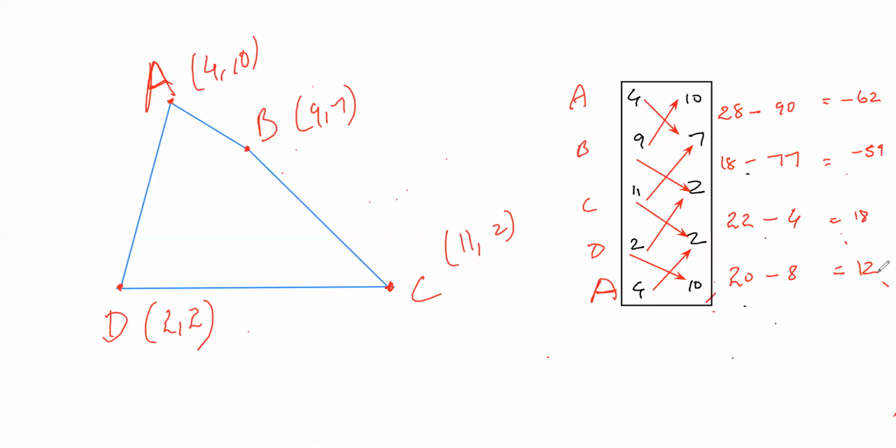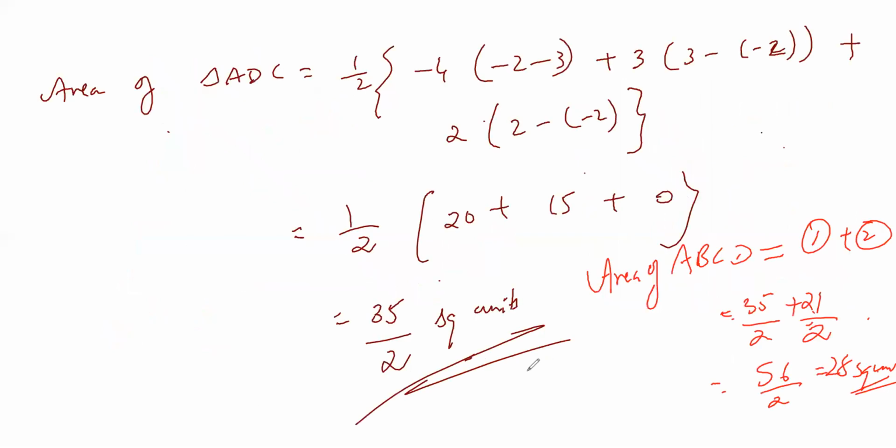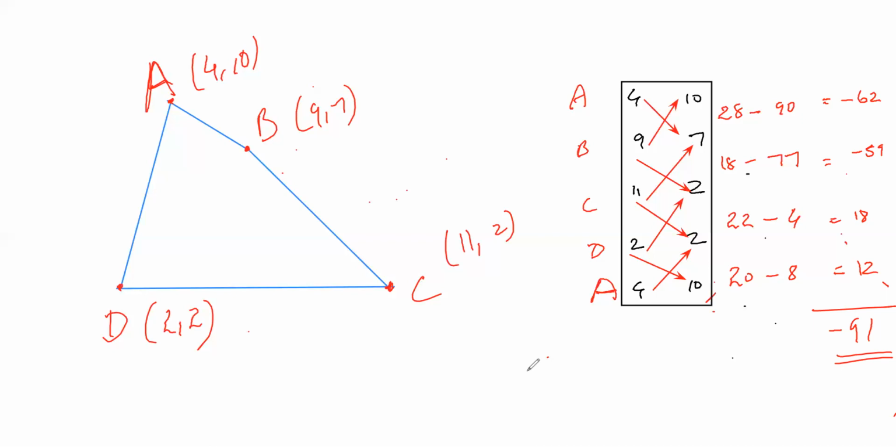So how to get the area of the polygon? Just add all of these: minus 62 plus minus 59 plus 18 plus 12. You'll get minus 91. But what is my polygon formula? Half into this thing, correct? So area of the polygon is half into minus 91, which is nothing but minus 45.5.